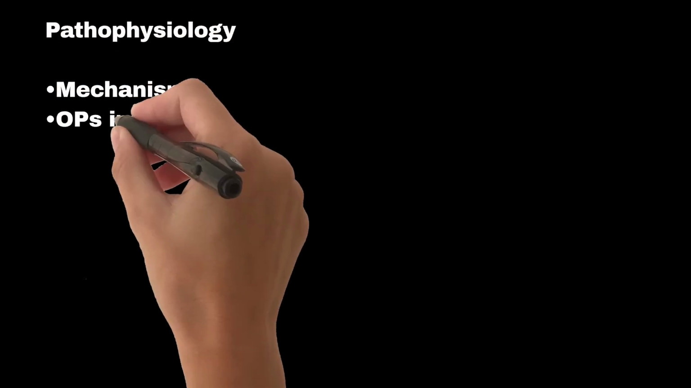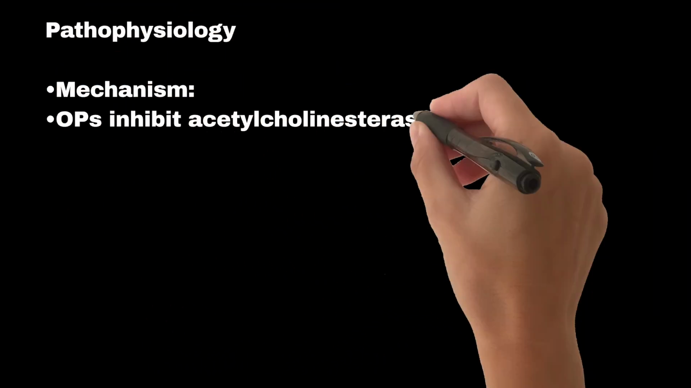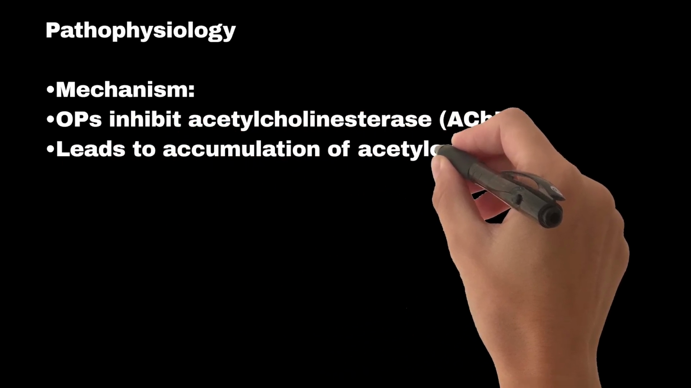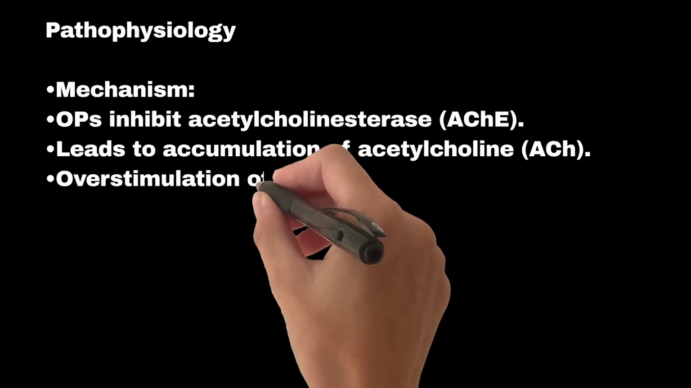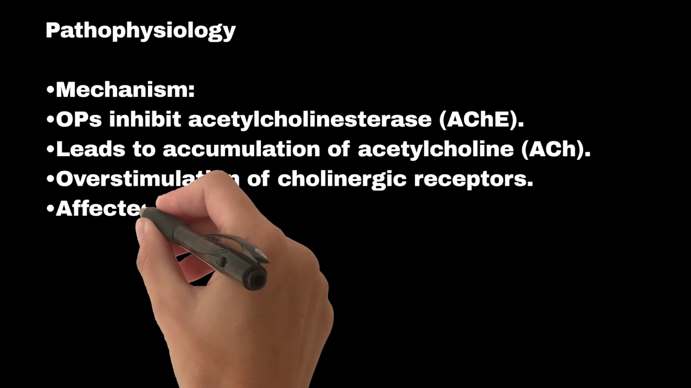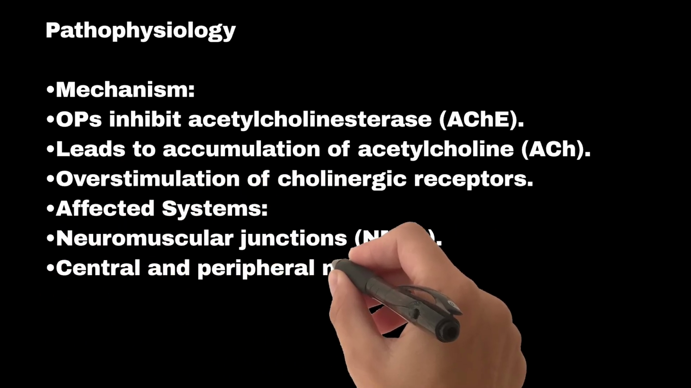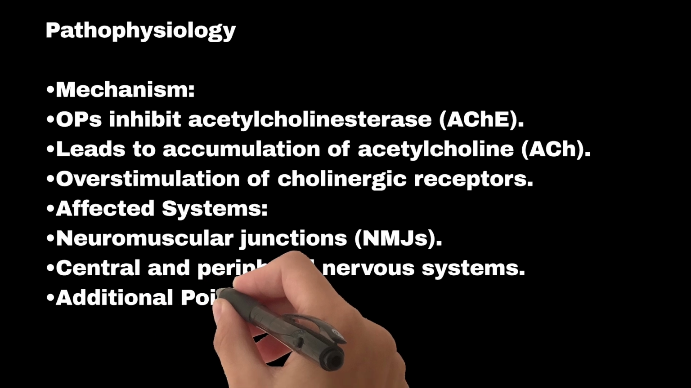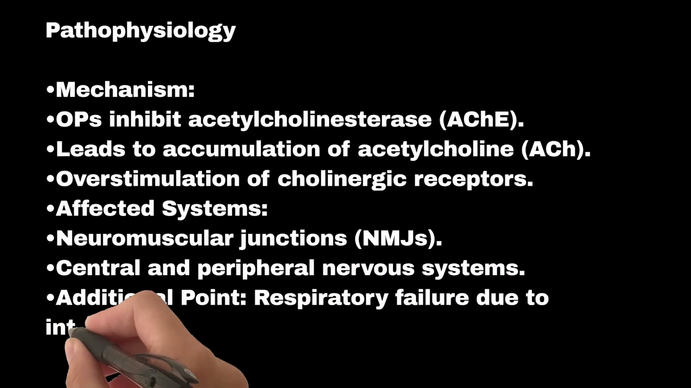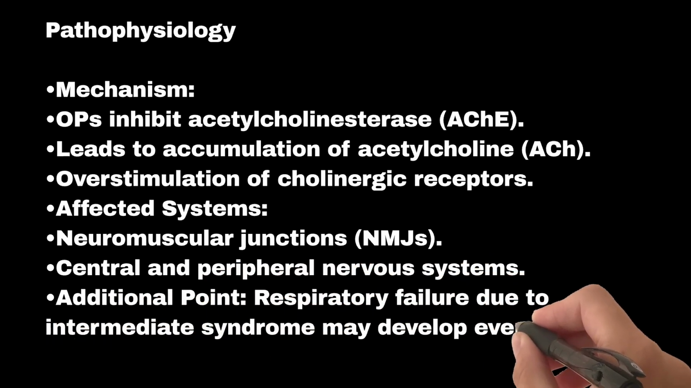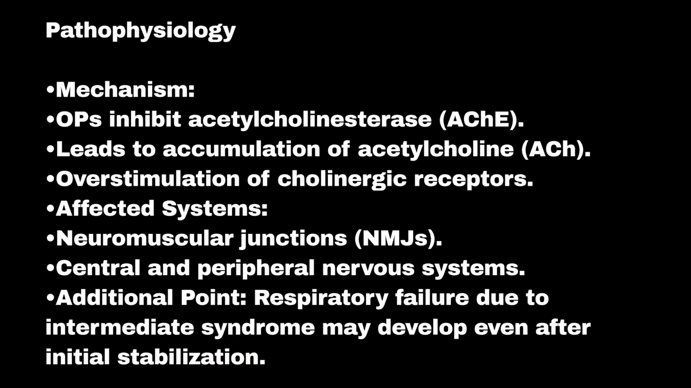Pathophysiology. Mechanism: OPs inhibit acetylcholinesterase. This leads to accumulation of acetylcholine and overstimulation of cholinergic receptors. Affected systems: neuromuscular junctions, central and peripheral nervous systems. Additional point: respiratory failure due to intermediate syndrome may develop even after initial stabilization.